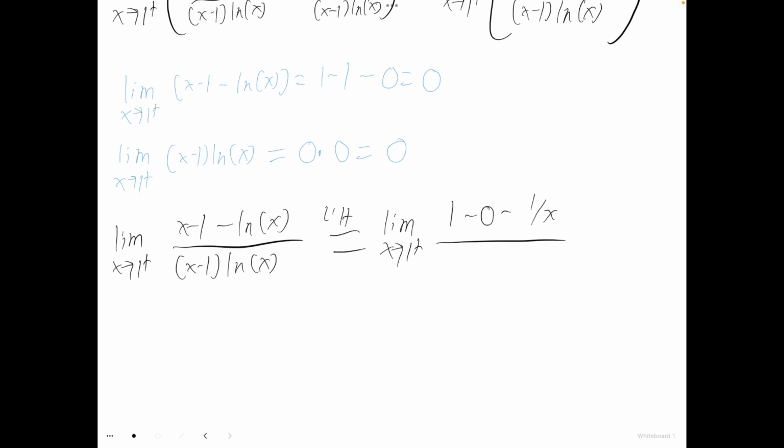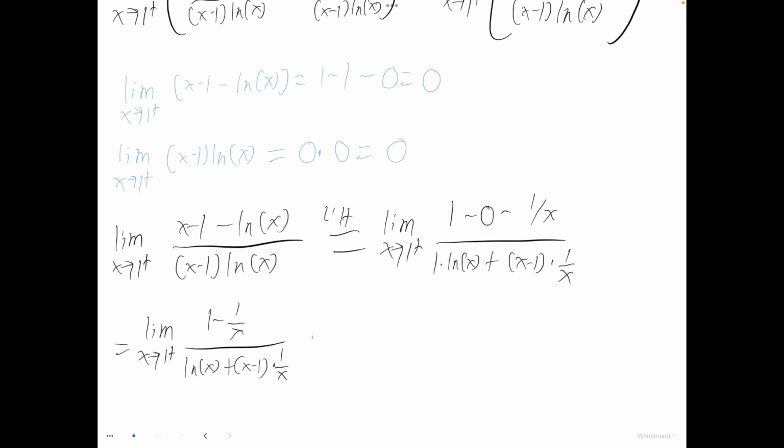And the bottom, we have to use the product rule on. So the derivative of x minus 1 is 1, so we get 1 times ln of x, plus x minus 1 times the derivative of ln of x, which is 1 over x. Okay, so simplifying, this is then the limit as x goes to 1 from the right of 1 minus 1 over x divided by ln of x plus x minus 1 times 1 over x.